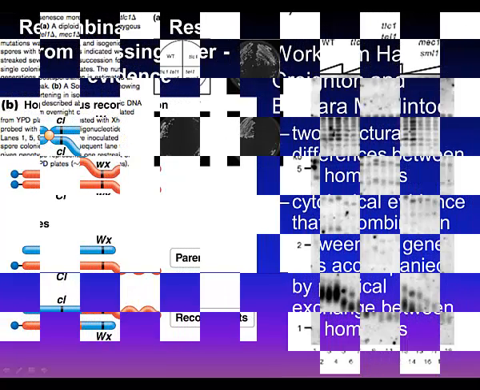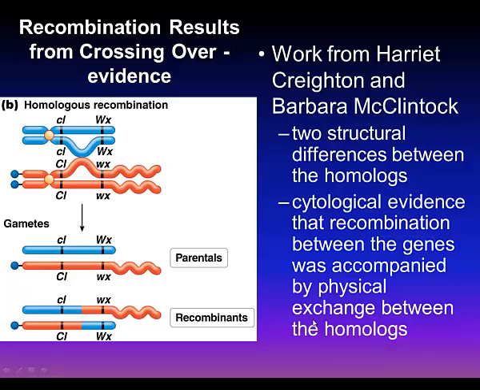The last set of experiments I want to talk about is some of the experimental evidence for how we know that crossing over or recombination occurs during meiosis, which again, is something we just presented to you as fact. Some of the evidence for this was provided by Harriet Creighton and Barbara McClintock, and they actually looked under the microscope at the chromosomes, and so they found what's called cytological evidence that recombination had occurred, exchange between the homologs, just by looking at the chromosomes and seeing that they were actually different.